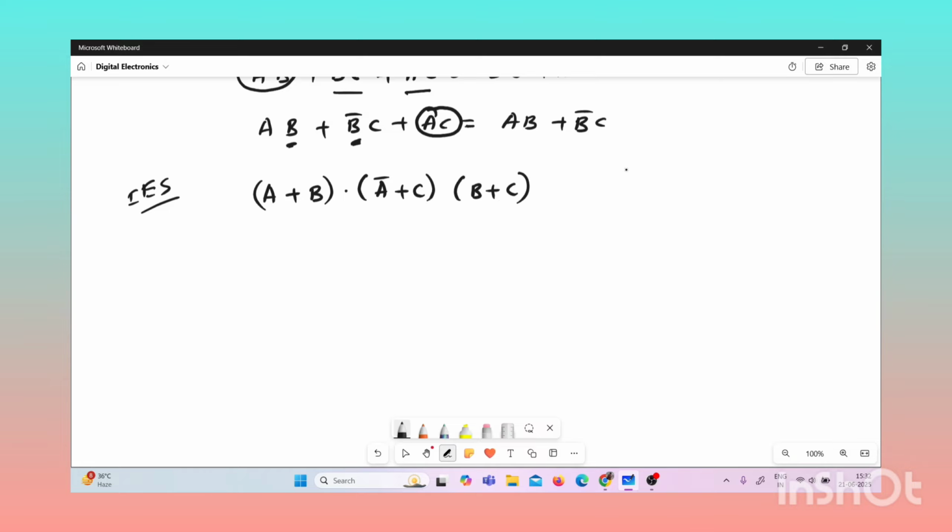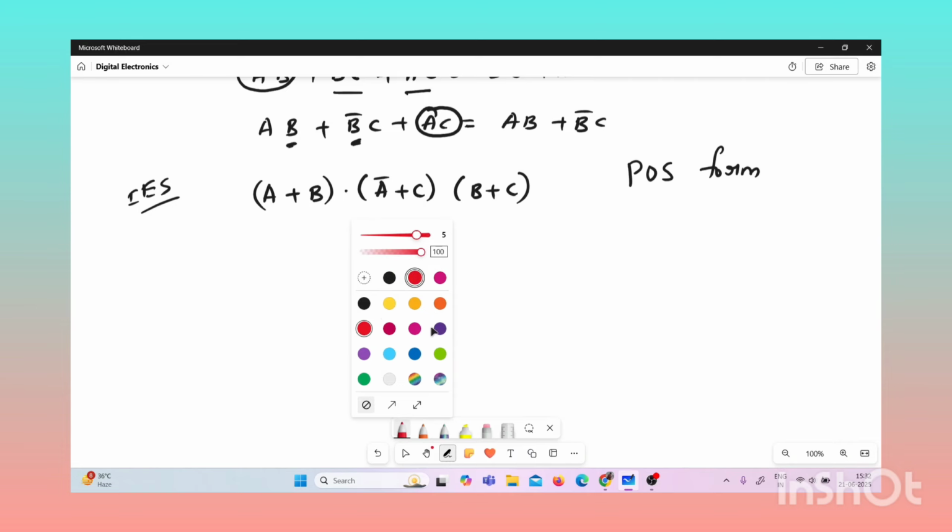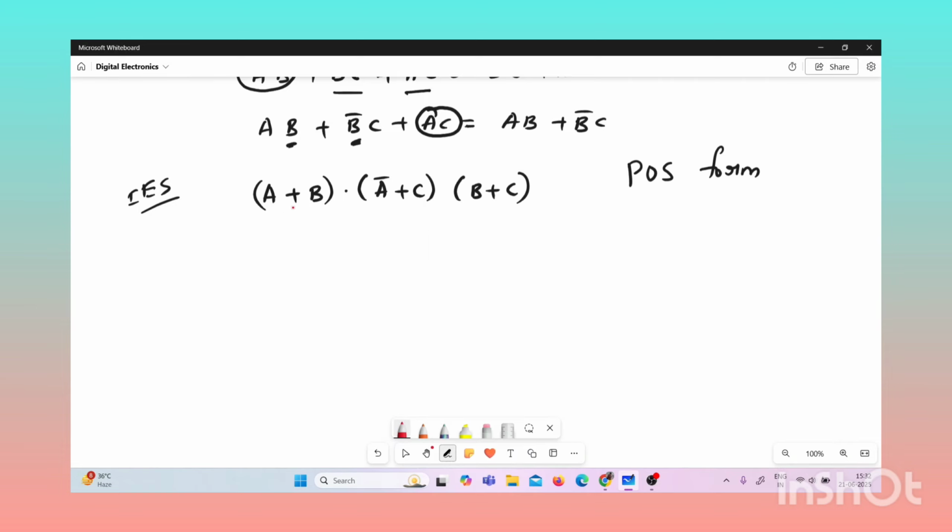So here the question is given in the POS form, but this is one of the applications of the consensus theorem. Using the consensus theorem, we have to write the output. If you observe the given question, there are three variables a, b, and c, and all the variables are occurring twice: a bar, b and b, c and c.